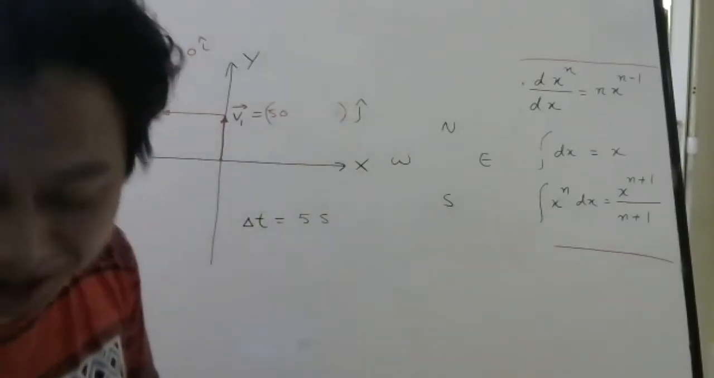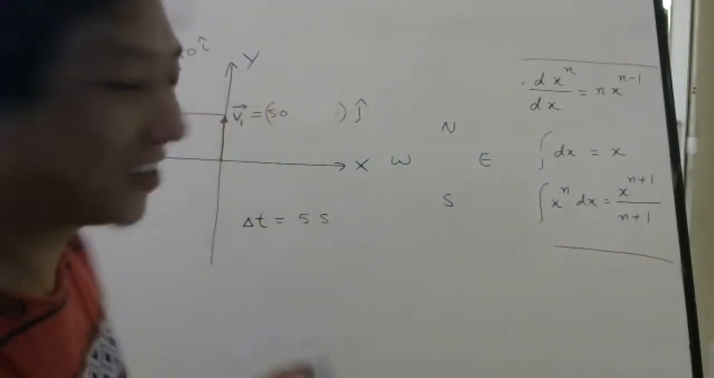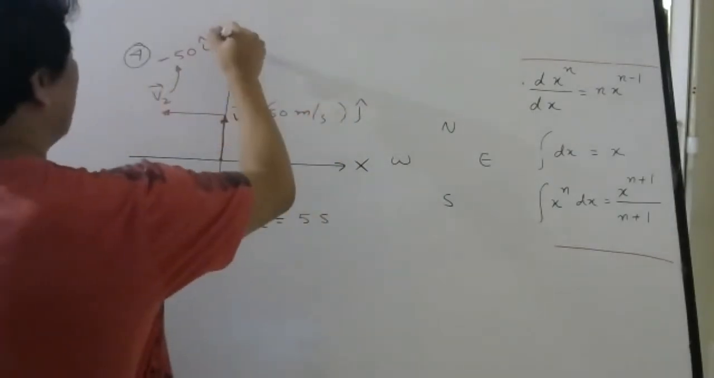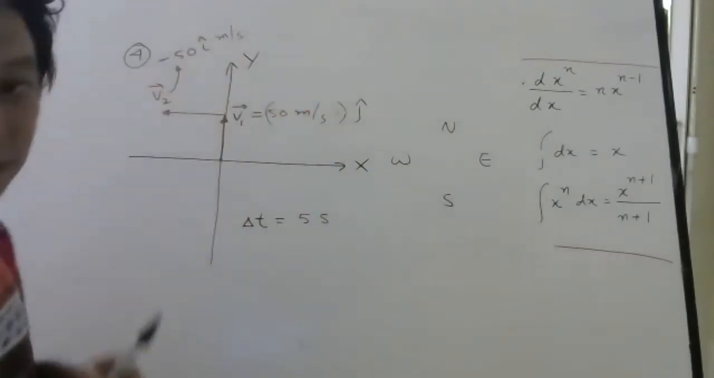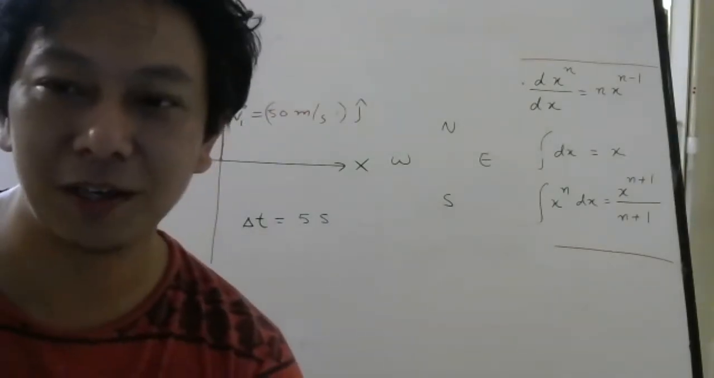That is very fast actually. That much fast you should not turn. So this is 50 meter per second, and this is also meter per second. Later I will teach you how to convert kilometer per hour into meter per second.